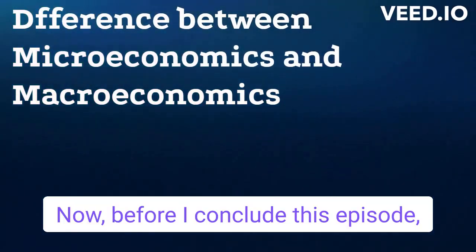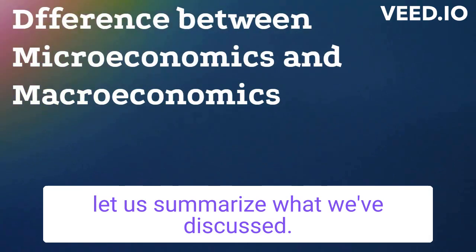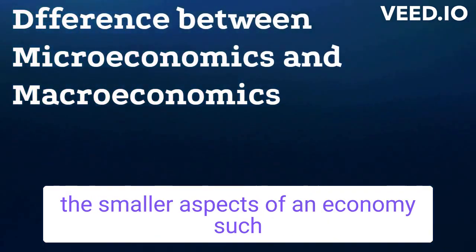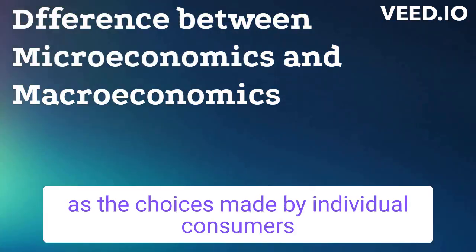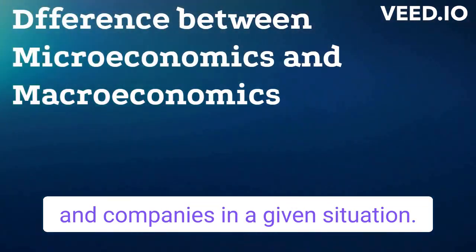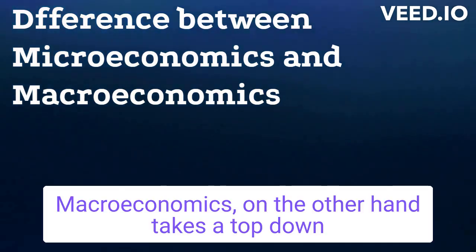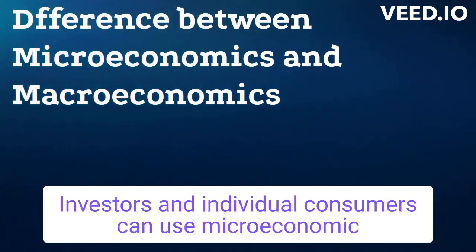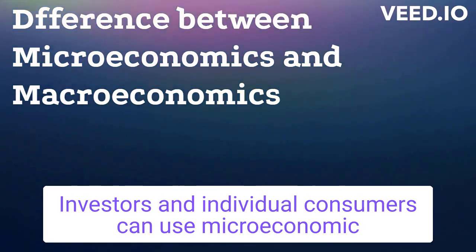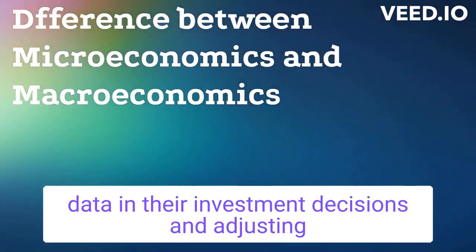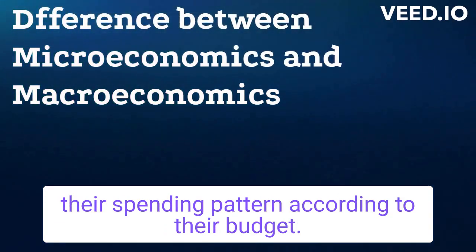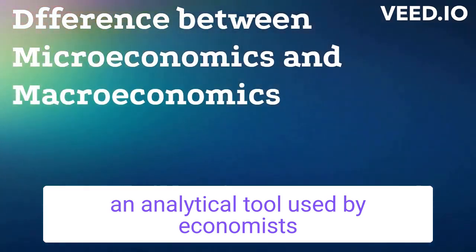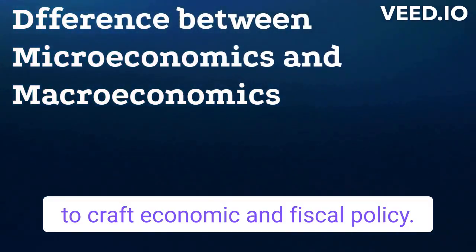Now, before I conclude this episode, let us summarize what we've discussed. Microeconomics, as the name suggests, focuses on the smaller aspects of an economy, such as the choices made by individual consumers and companies in a given situation. Macroeconomics, on the other hand, takes a top-down approach and looks at the economy as a whole. Investors and individual consumers can use macroeconomic data in their investment decisions and adjusting their spending pattern according to their budget. Macroeconomics is an analytical tool used by economists to craft economic and fiscal policy.